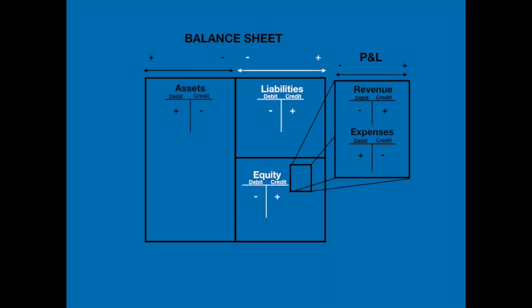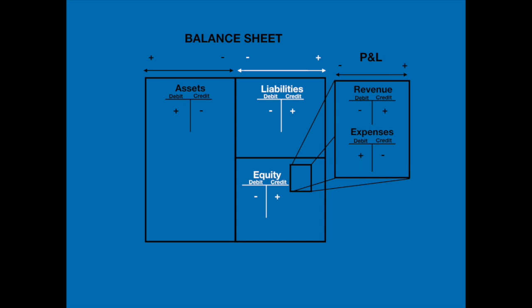On the other hand, we have the liabilities and equity accounts. Examples of liabilities accounts are short-term debt, suppliers, and taxes. These will increase when you credit them and will decrease when you debit them, as well as the equity. Owner's equity will increase when you credit it and will decrease when you debit it.